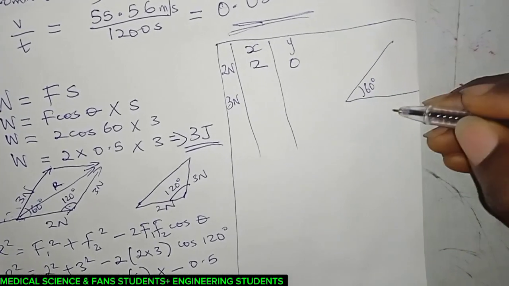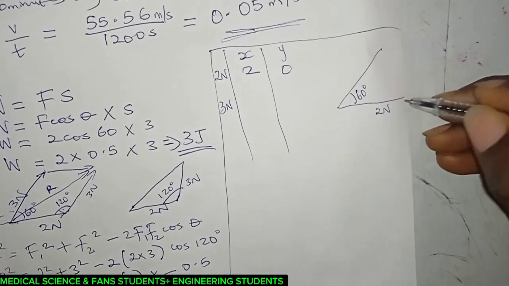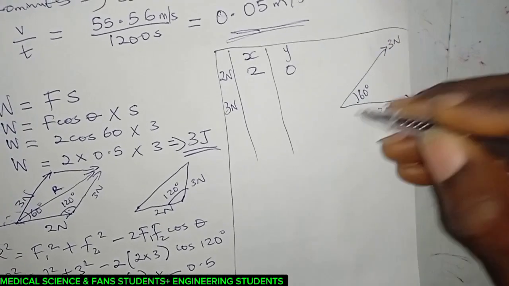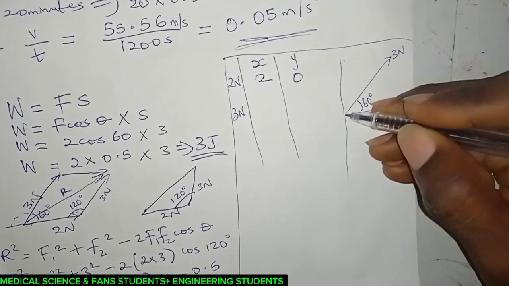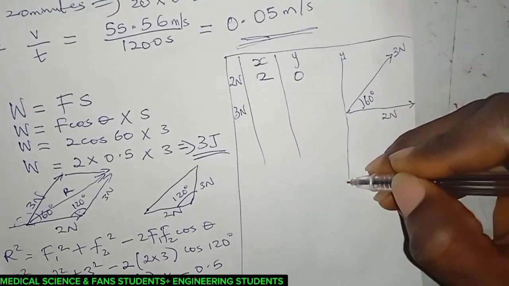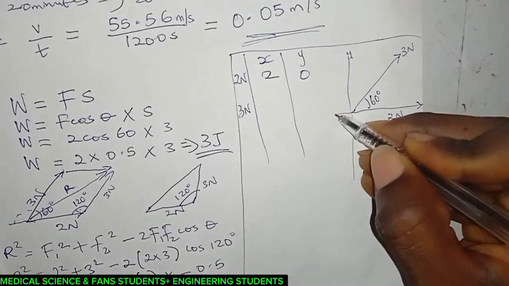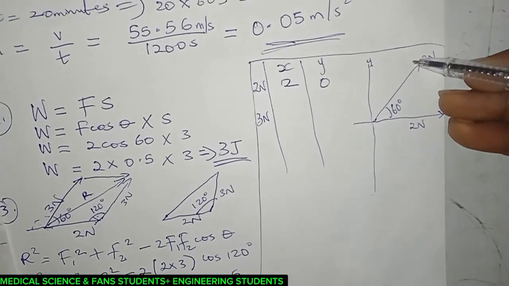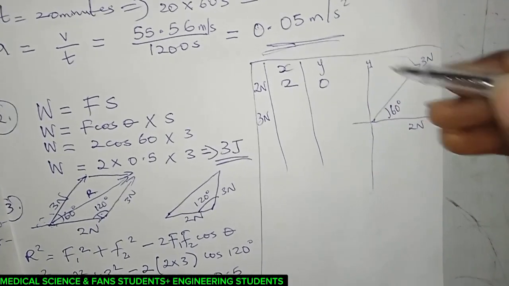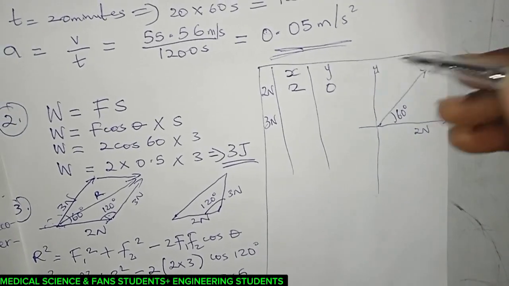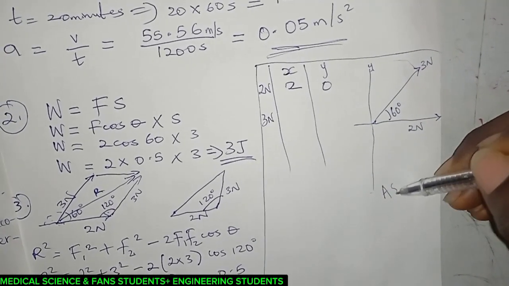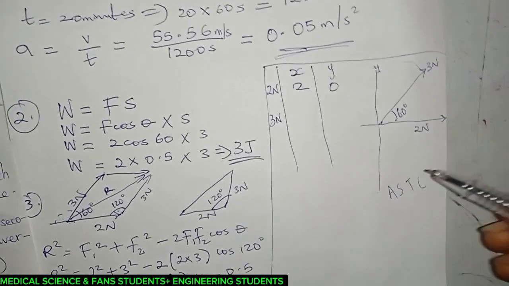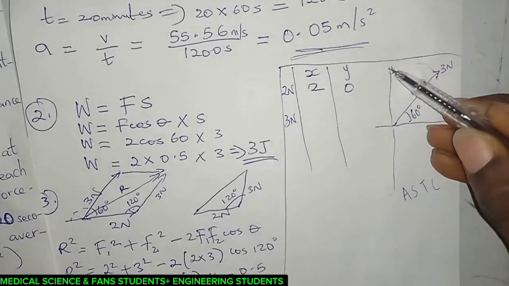60 degrees, 2 Newton for x, and then there's 3 Newton here on the y axis. So I'm trying to use the horizontal component and the vertical component. If you try to put this y to this side, you are going away from the angle. Away from the angle, you use sine. Towards the angle, you use cos. So that's what I'm going to do, trying to put this now to the y-axis.